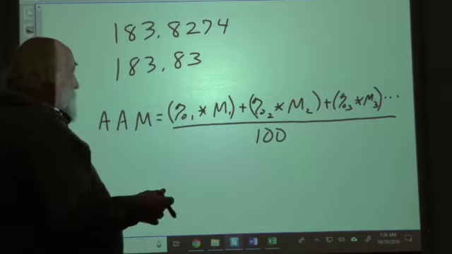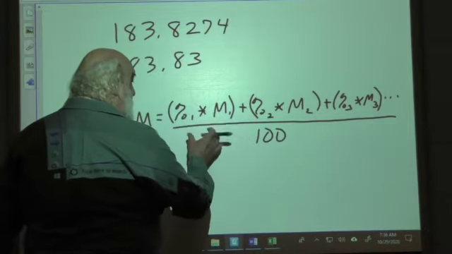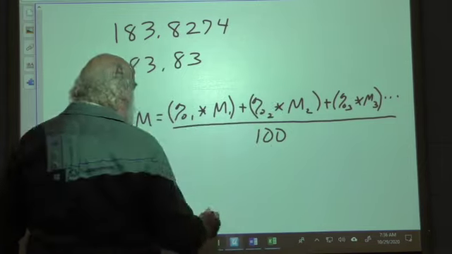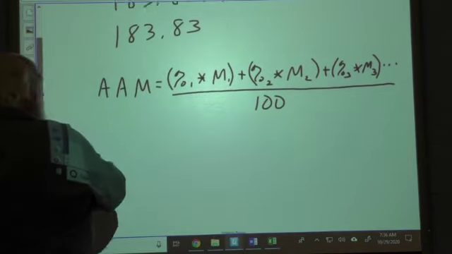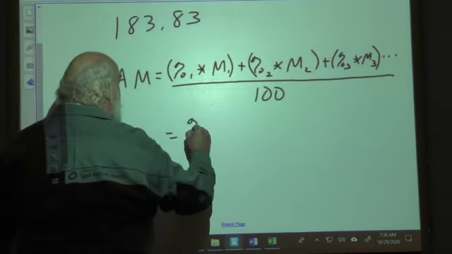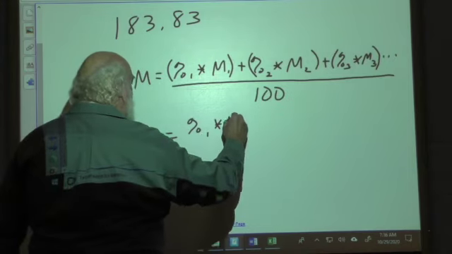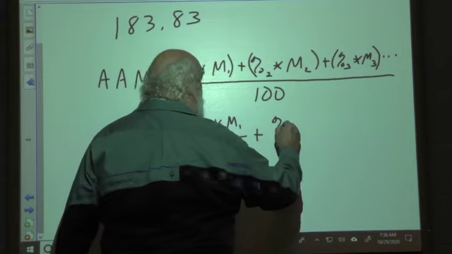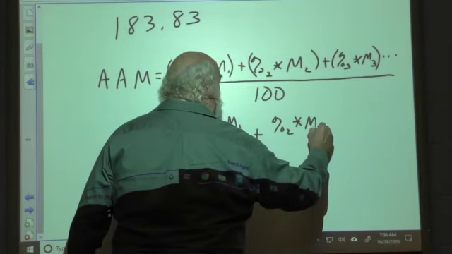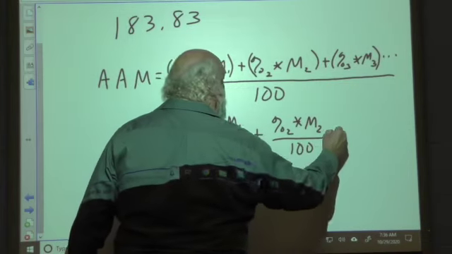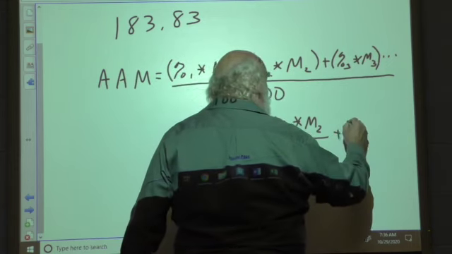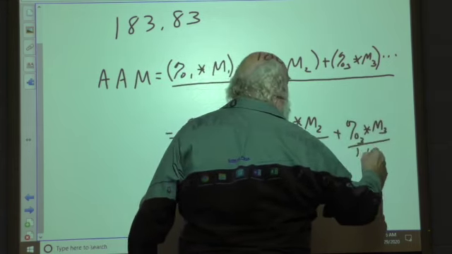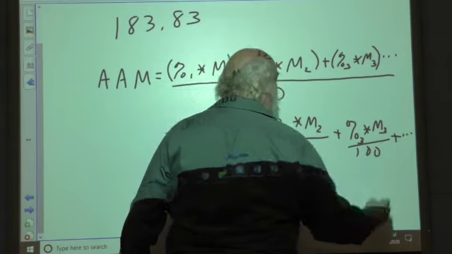Another way we can do this is just divide each, put 100 into each of these and write them as separate fractions. So it looks something like this. Percentage of 1 times the mass of 1 over 100 plus percentage of 2 times mass of 2 over 100 plus percentage of 3 times the mass of 3 over 100 plus and so on.